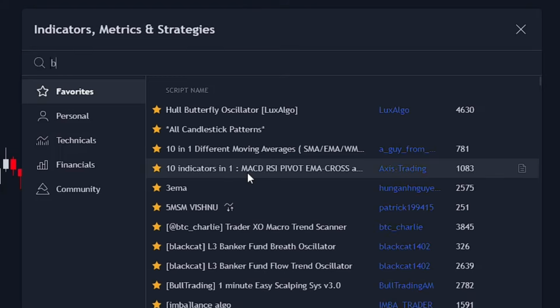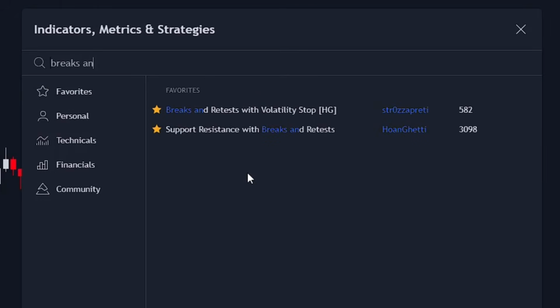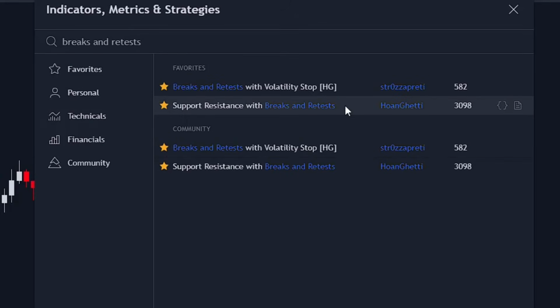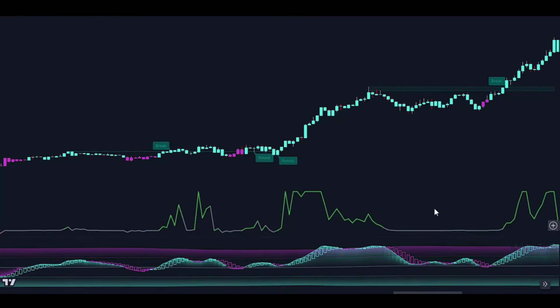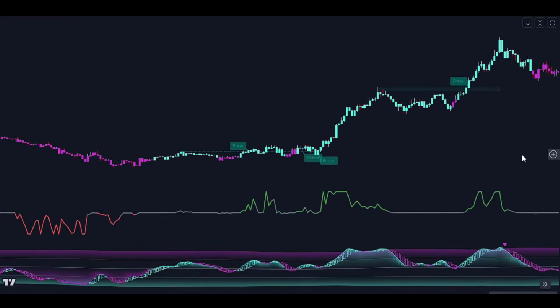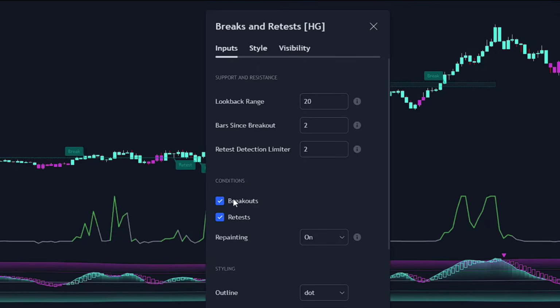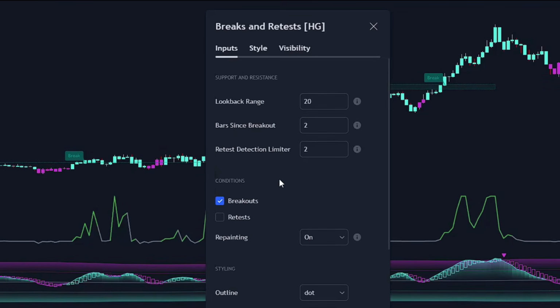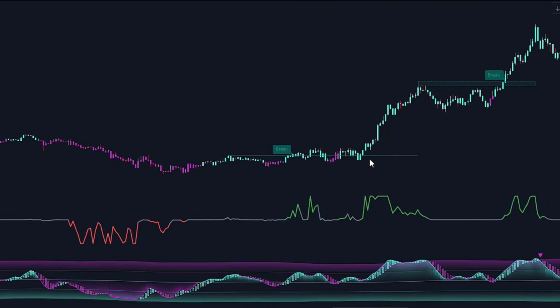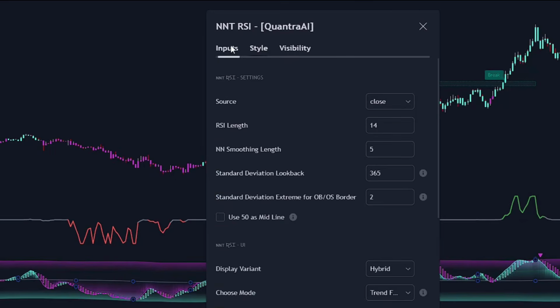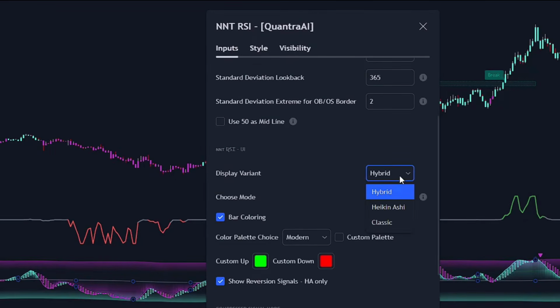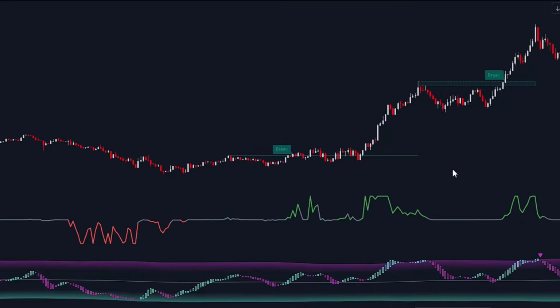But we're not done yet. We want to add a couple more indicators to the mix to beef up our strategy. Cue the breaks and retests indicator and the simple neural network transformed. These babies are going to help us spot support and resistance areas and identify trends more accurately. All right, let's set them up. Tweak a few settings here, disable some options there. And boom, we're locked and loaded.